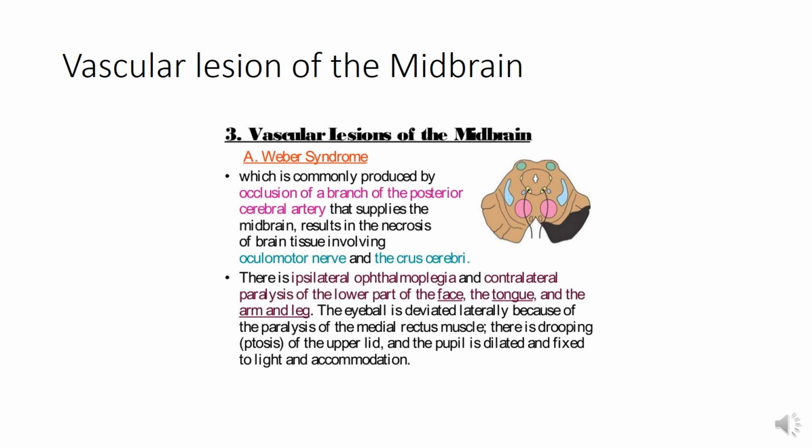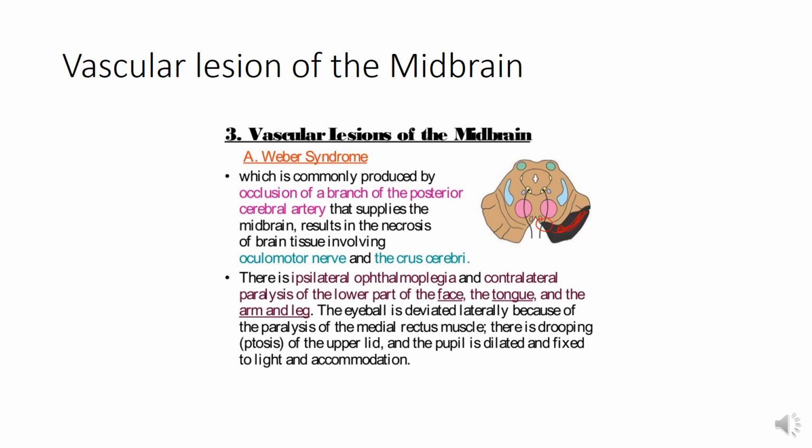Vascular lesions in the midbrain. Number one is the Weber syndrome. It is commonly produced by the occlusion of a branch of the posterior cerebral artery that supplies the midbrain. It results in necrosis of the brain tissue involving the oculomotor nerve and crus cerebri. So you can see here the oculomotor nerve is involved and the fibers passing through the crus cerebri are involved. So there is ipsilateral ophthalmoplegia.